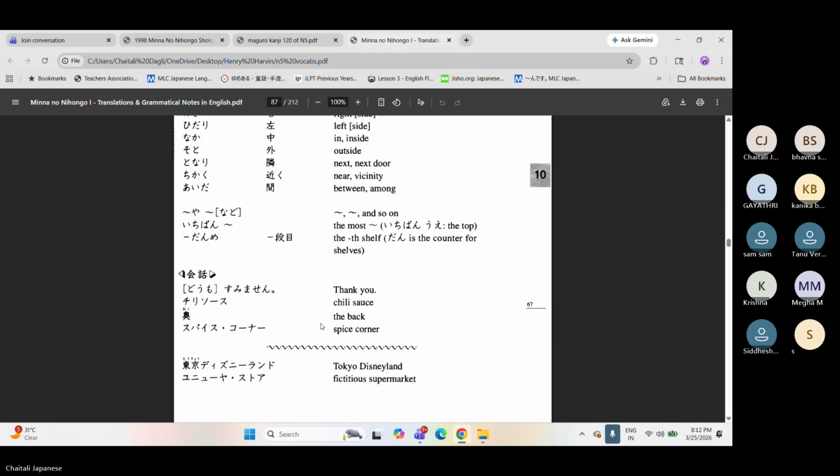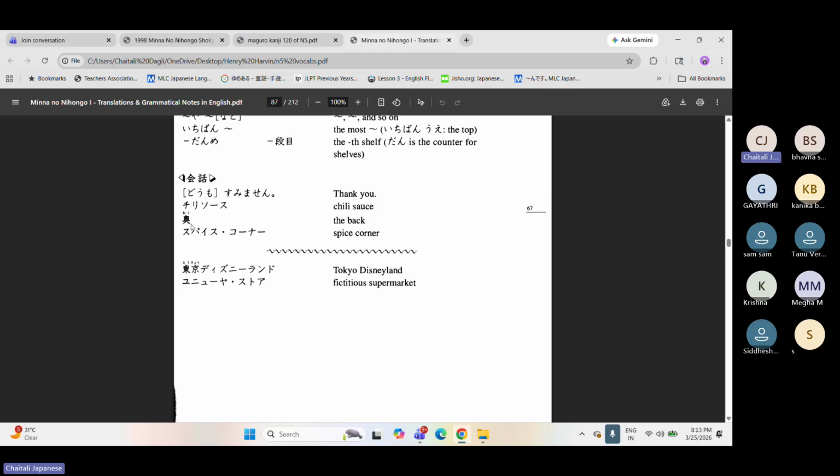Okay. Ya or nado means and so on. So you say, oh, I had this, I had that, and a lot of things and so on. That "and so on" is ya or nado. Ichiban, the most, number one. Dan, the counter for shelves. These counters you will understand more in the next chapter.